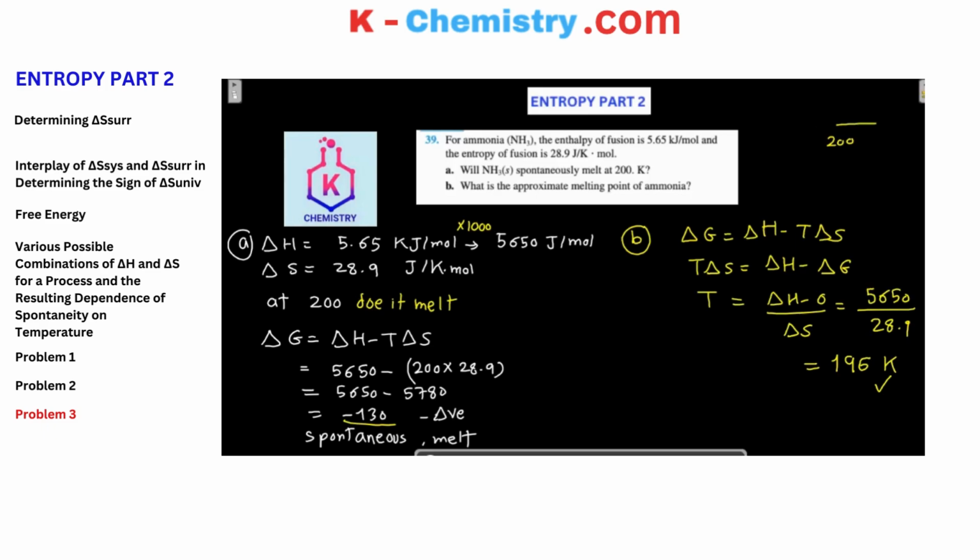At anything which is more than 196, you have melted, changed into liquid. At anything less, you are solid. So what is the approximate melting point of ammonia? The melting point is 196. And 200, of course, will be melted at it, so A was correct also.